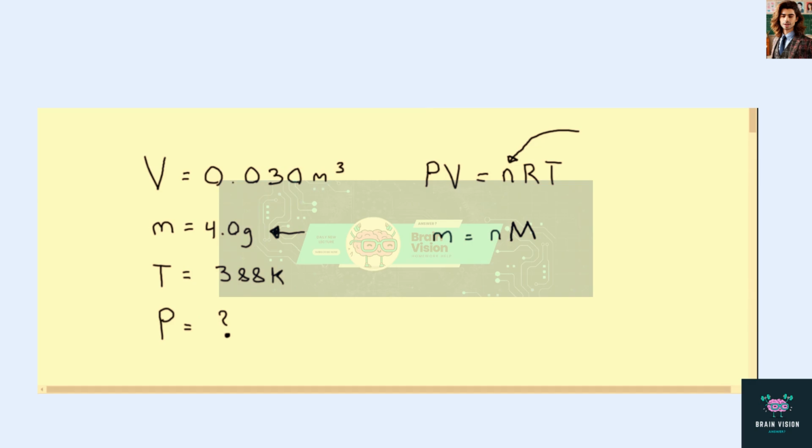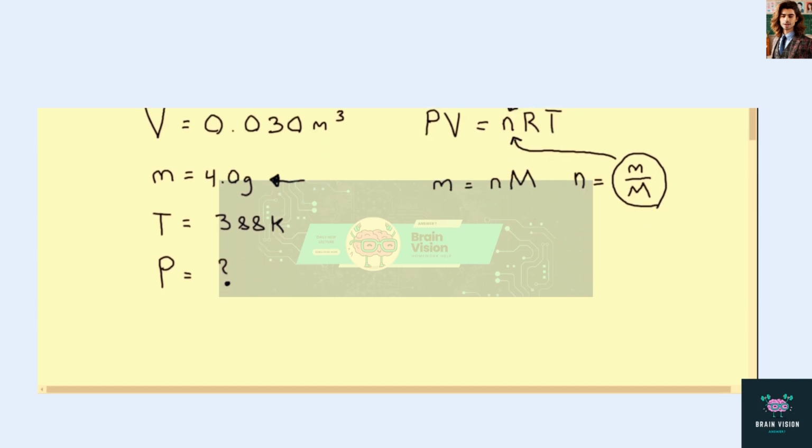Or if we solve this equation for little n, the number of moles is equal to the total mass over the molar mass. So we can just plug this into our ideal gas law here, and then it's in terms of the mass in grams. All right, so if we plug that in, we'll have PV equals little m over big M times RT.